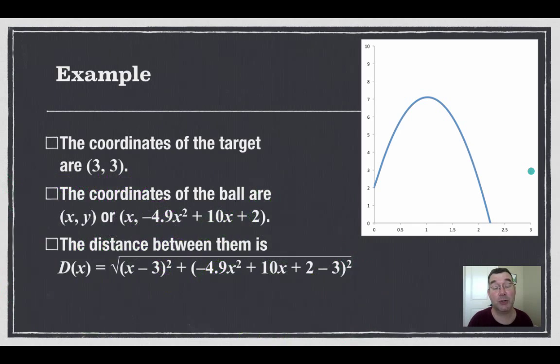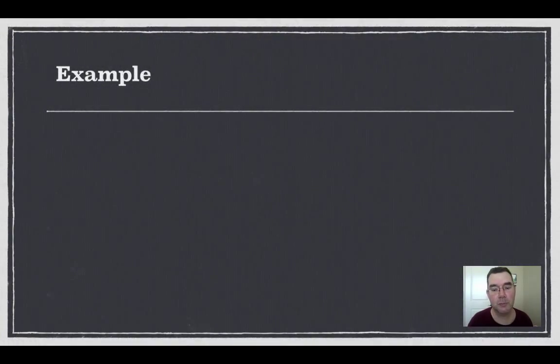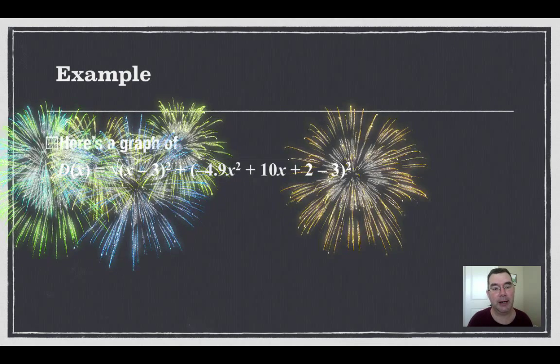So now I have to use the formula to figure out the distance between those. The distance between the x's is going to be x minus 3, and I square that. The distance between the y's is going to be that negative 4.9x squared plus 10x plus 2 minus the 3, that's the other y coordinate. And that has to be squared too. They have to be added, and they have to be square rooted, just like the distance formula always tells you to do. So I've got that function right there.